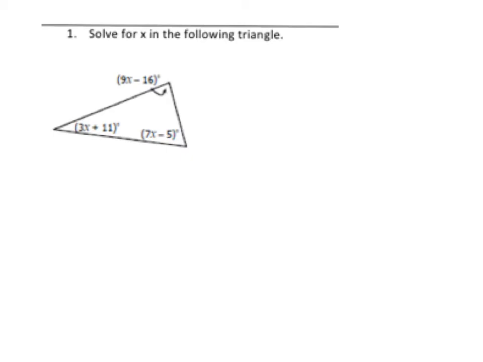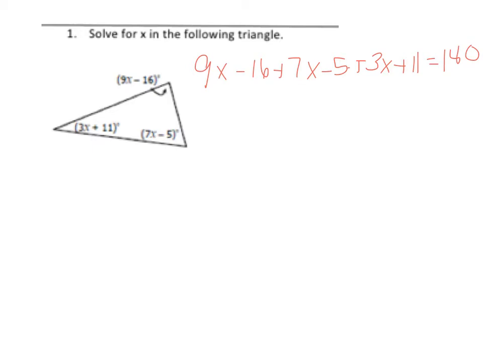Number 1 says, solve for x in the following triangle. What you're going to notice is that each of those expressions is an angle, and you need to remember that all of the angles in a triangle should add up to 180. So we're going to start by making an equation that says that. We know that 9x minus 16 plus 7x minus 5 plus 3x plus 11 should all add up to 180.